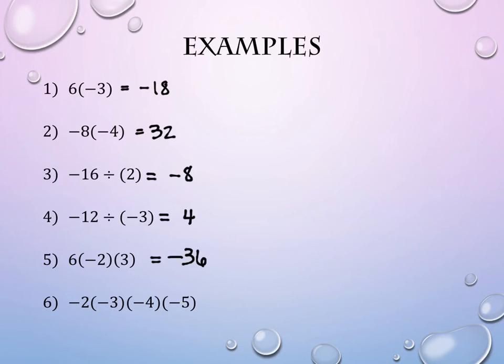2 times 3 times 4 times 5. 120. Is it positive or negative? It's positive. Okay, so how many negatives were here? There's 4 negatives here, right? Okay. So generally speaking, if you have an odd number of negatives, it's negative. And if you have an even number of negatives, it's positive.